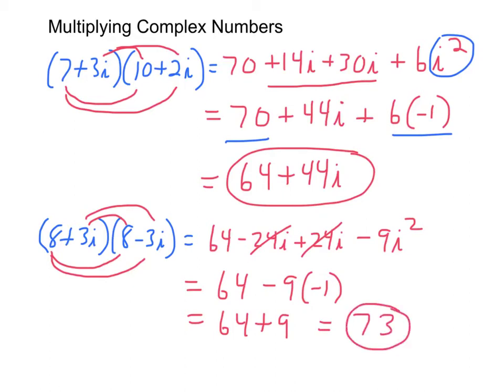Notice in this case, our answer doesn't have any i in it at all. And that's because the only place where the i's appear in a FOIL problem is in the inners and outers. And the inners and outers always cancel when you multiply conjugates together, which means you'll end up with a real number for your answer. That ends up being important when we get to division in just a minute.